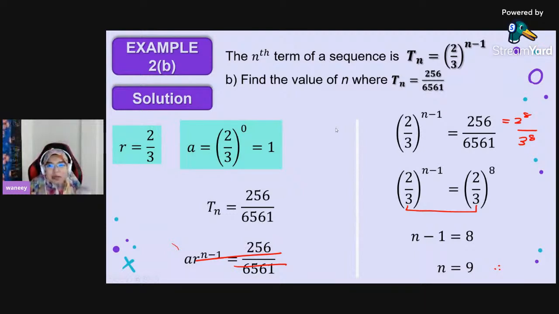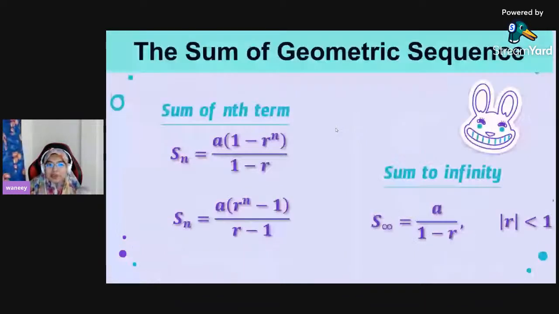Okay, so now the sum of geometric sequence. So basically for geometry, you have two formula for sum of n term, the first n term. So you can use Sn equal to a(1 minus r to the power of n) over 1 minus r, or a(r to the power of n minus 1) over r minus 1. So the difference between these formulas is that the first formula we are going to use when the value of r is actually less than 1. So the second formula is mostly used when the value of r is greater than 1.